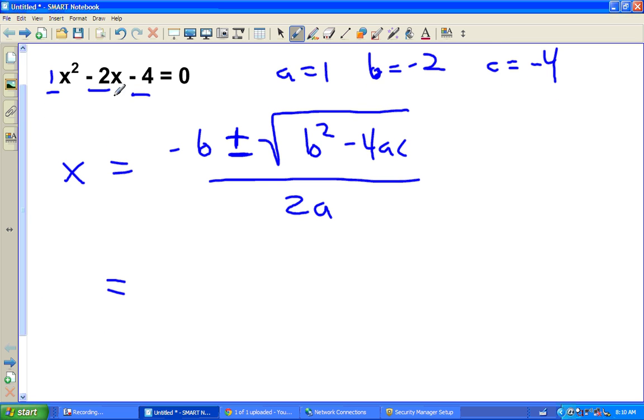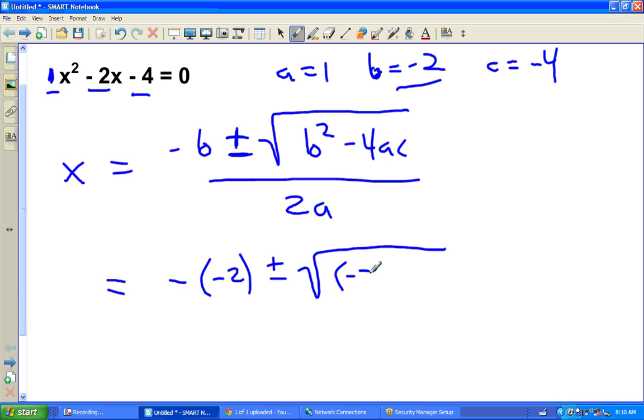So now I take my letters here, and it's in standard form. In other words, a is 1. I don't have to do any special manipulation here. I just take the numbers and put them in. But be careful, right? A minus and a minus is a plus. A minus minus is going to be a plus 2, and that's going to be plus or minus the square root of b squared. So this is going to be -2 squared minus 4.